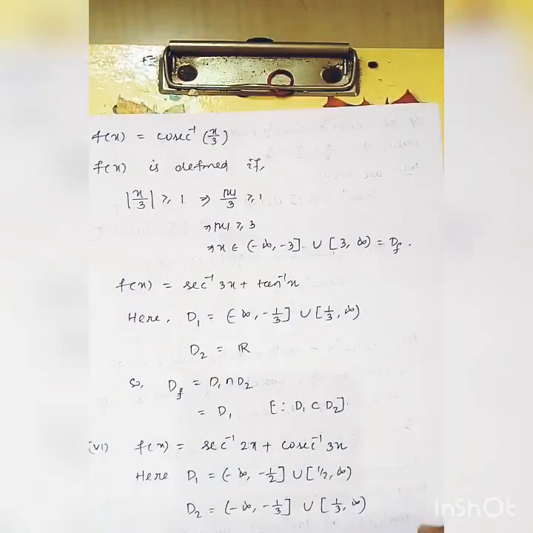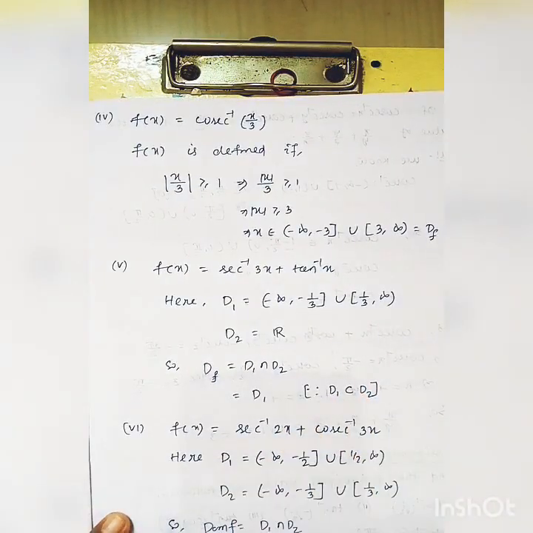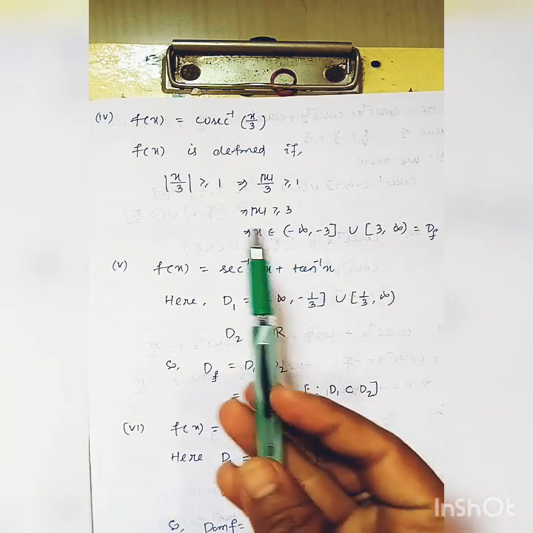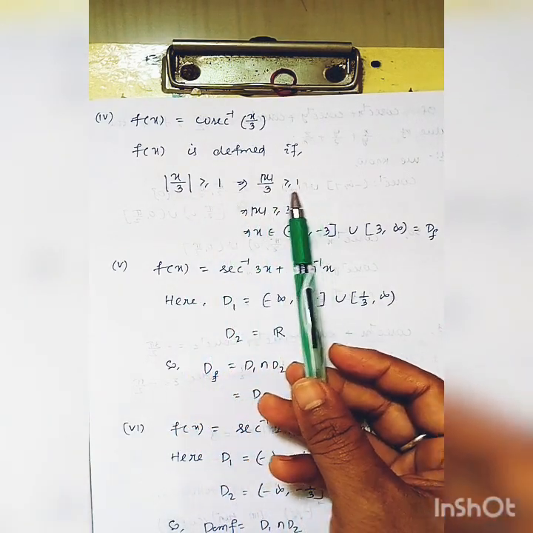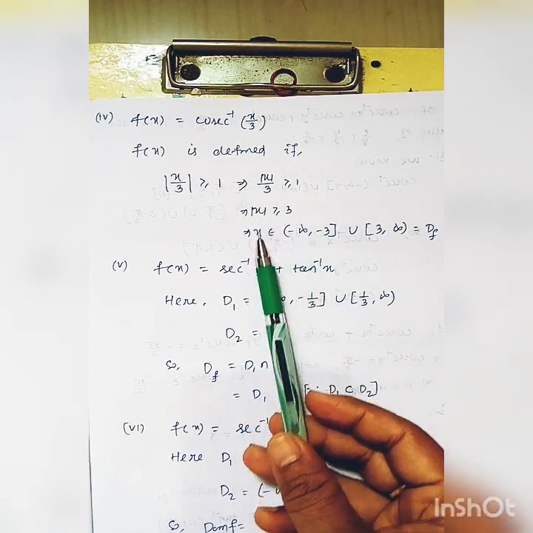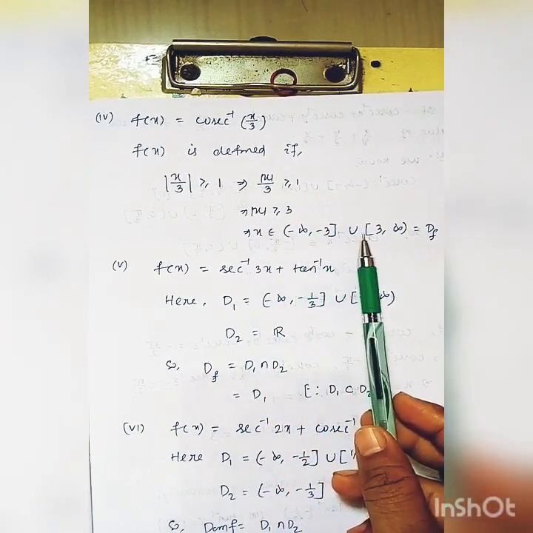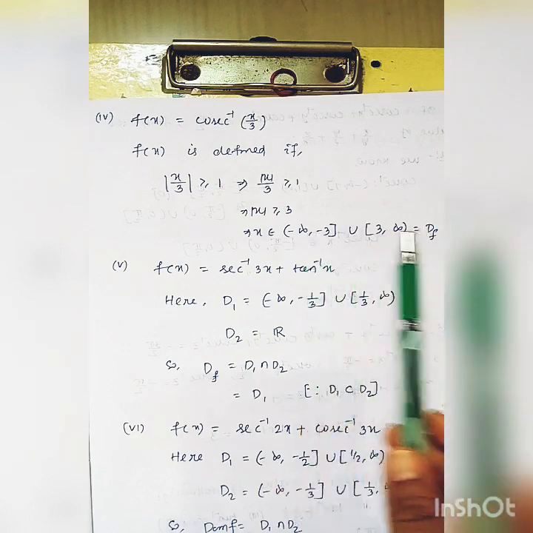Again, domain of cosec inverse of x by 3. We know that the domain of cosec inverse x is modulus of x greater than or equal to 1, same as in sec inverse. So as modulus of x by 3 is greater than or equal to 1, modulus of x is greater than or equal to 3. So x belongs to minus infinity to minus 3, and 3 to infinity, with minus 3 and 3 closed.